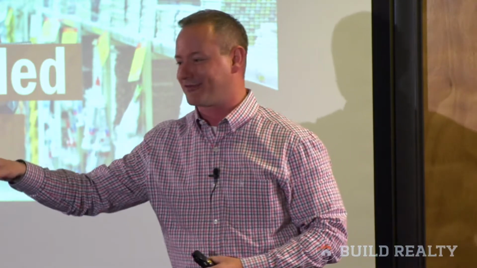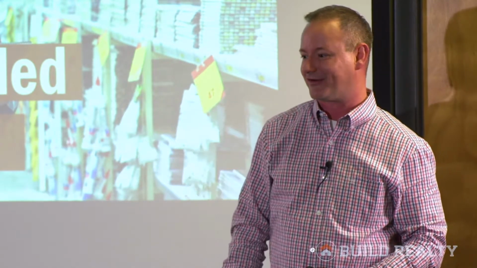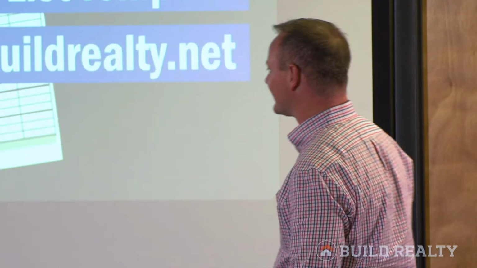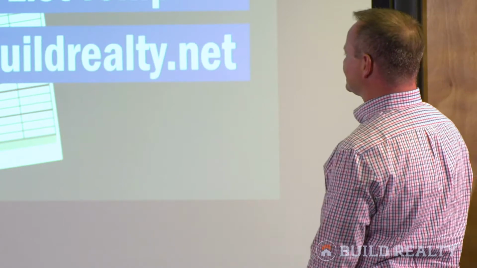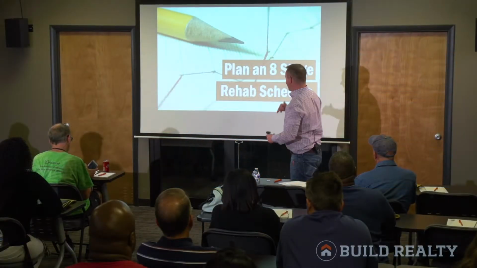Don't just try to wing it through the whole rehab, or you'll come out at the end $15,000, $20,000 over. And you'll be like, man, what happened? Have some type of process. All right, so material list templates are at buildrealty.net. You can go on there right now and get that. You'll also get a link in your email for that as well.